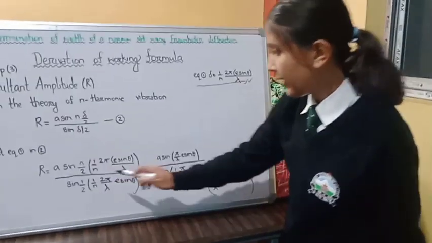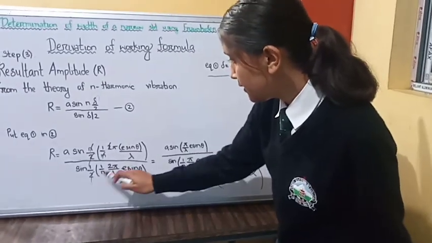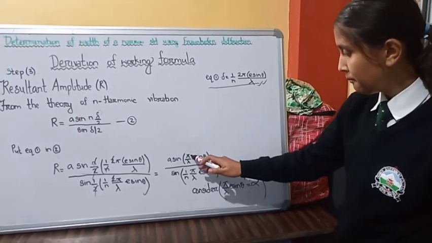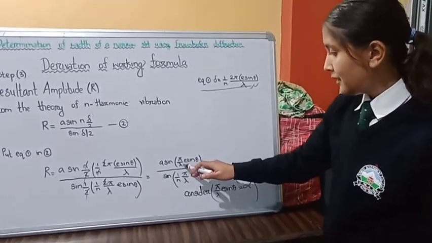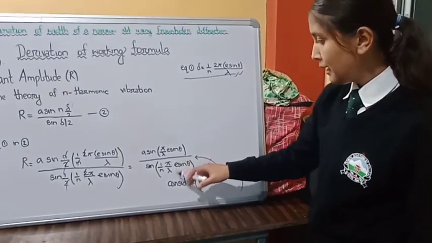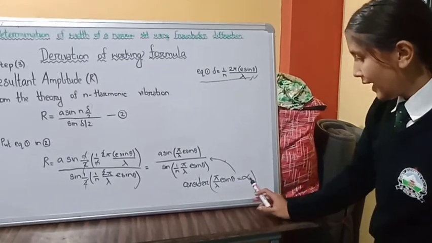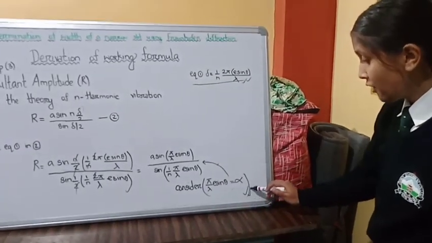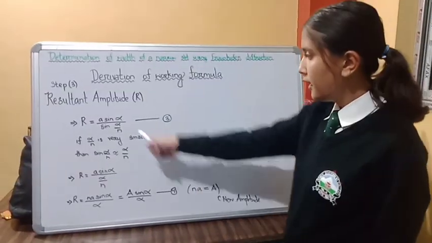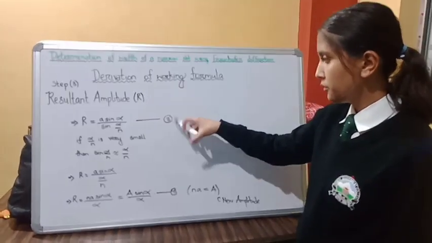So from here we can cancel this and this out, this and this out. We can cancel this and this out. So now R is equal to A sin pi by lambda e sin theta by sin 1 by n pi by lambda e sin theta. Now consider pi by lambda e sin theta as alpha. So this is a very large angle. Now replace this large angle by alpha. Here I have replaced that large angle with alpha and I have named it equation 3.